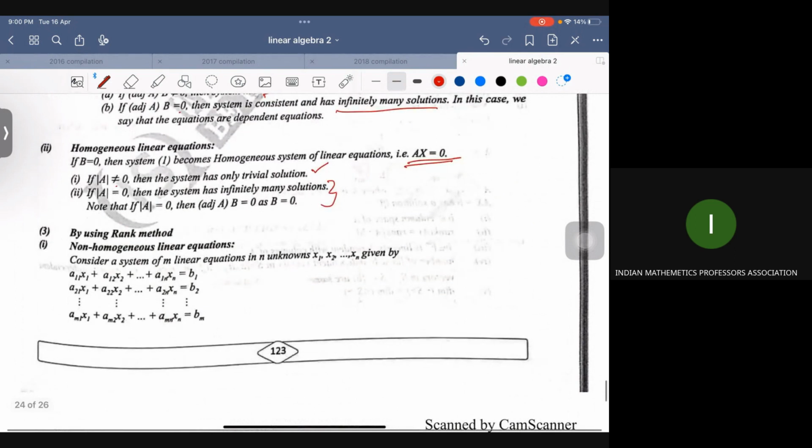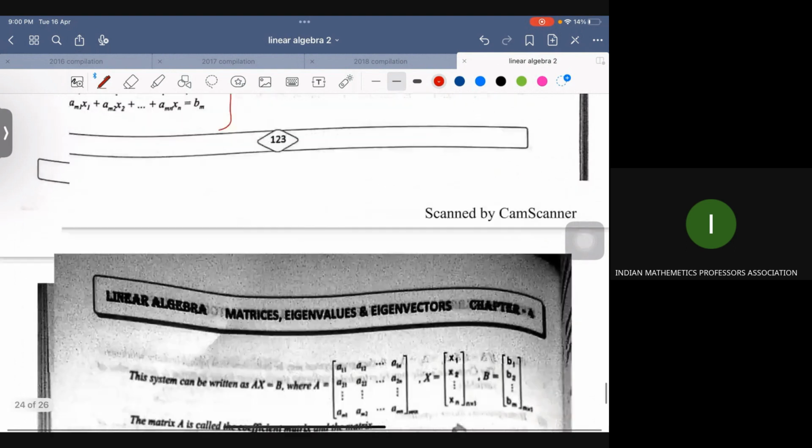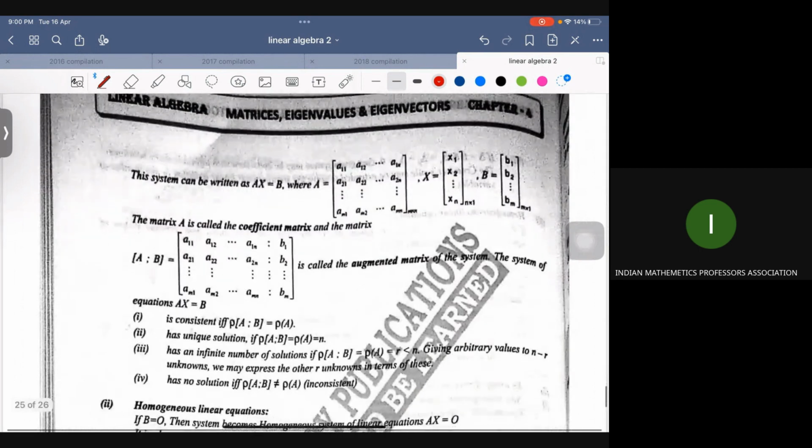Next, by using the rank method, we take the system of equations. We take the coefficient matrix A, with AX equal to B. We augment the matrix A and B like this, that is, the coefficient matrix A with B1, B2, up to Bm. By reducing it into row reduced echelon form, we find the rank of A comma B.